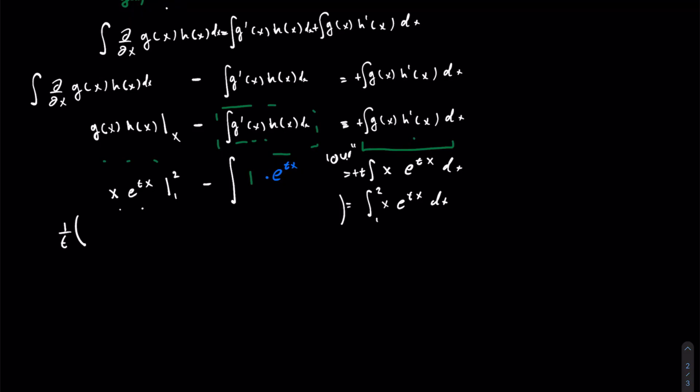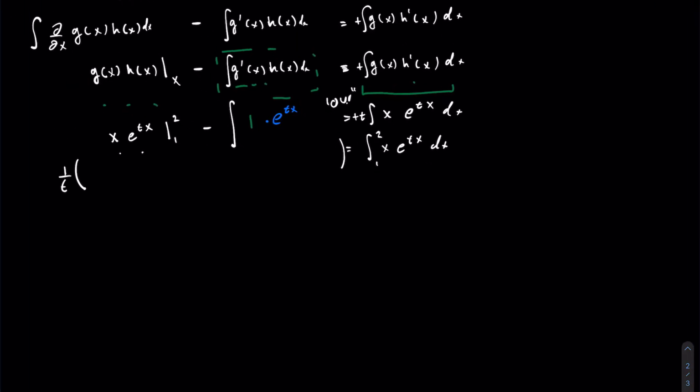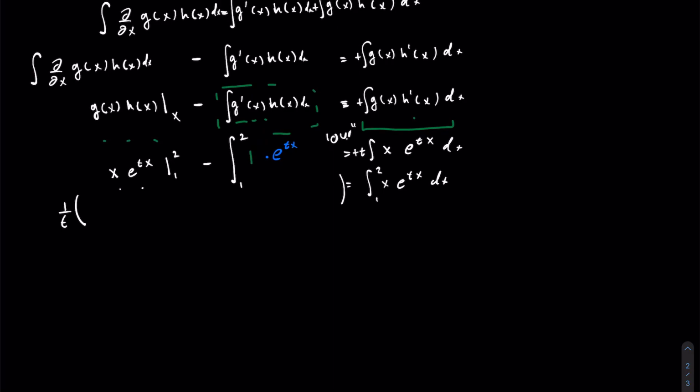Now all these things are much easier. So this is 1, from 1 to 2, and let's evaluate this expression. Well, that expression becomes 2 times e to the 2t, minus 1 times e to the t. Okay, and now this evaluates to e to the tx from 1 to 2, divided by t.